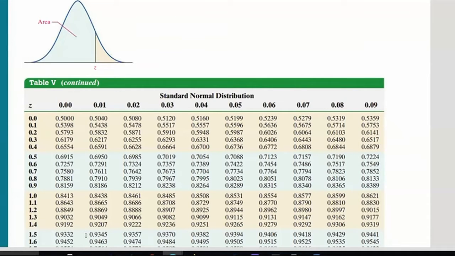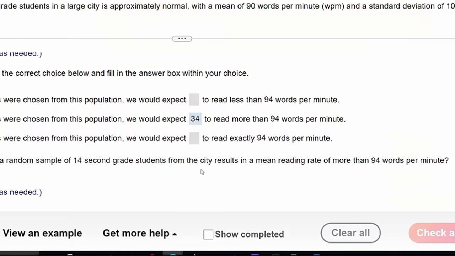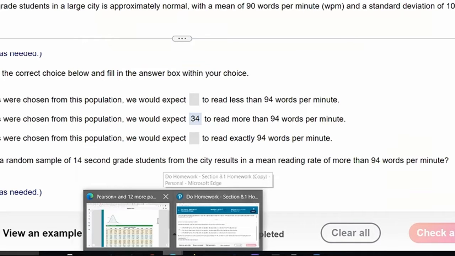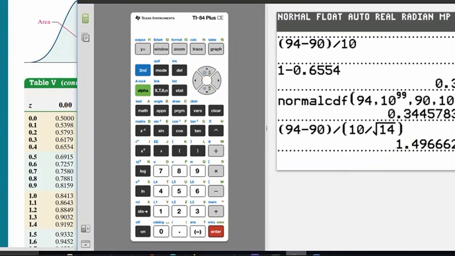That's 0.9332. We're still talking about more than 94 words per minute. So that 0.9332, we're going to have to subtract from 1.